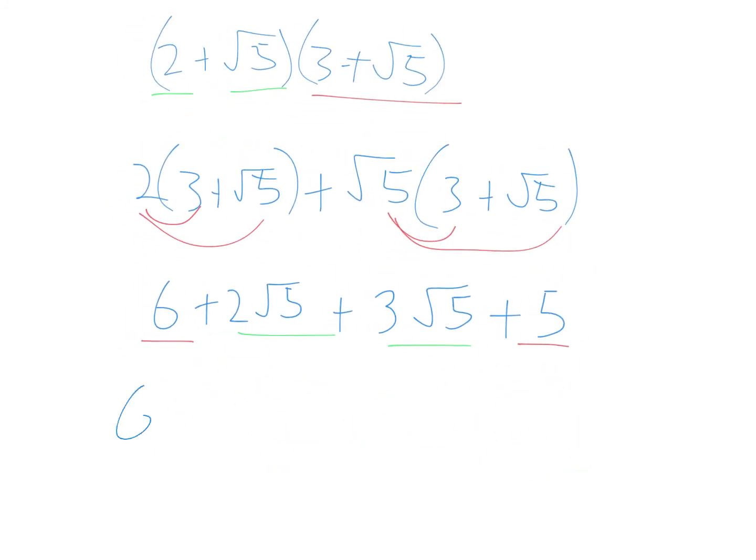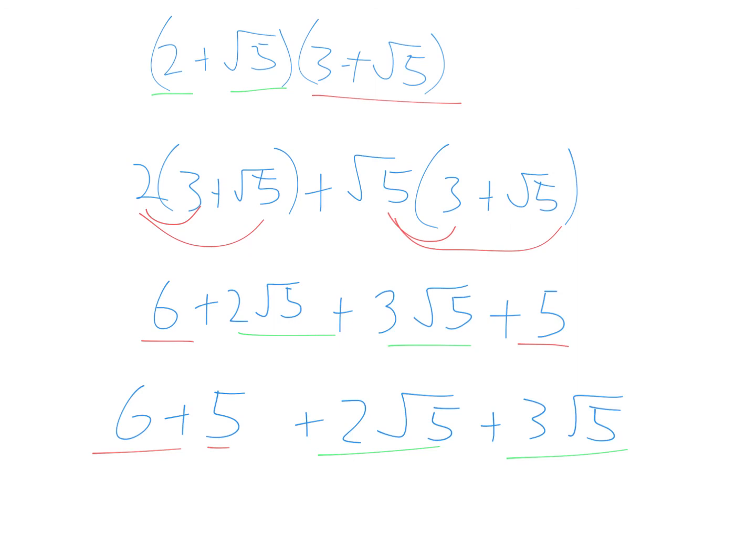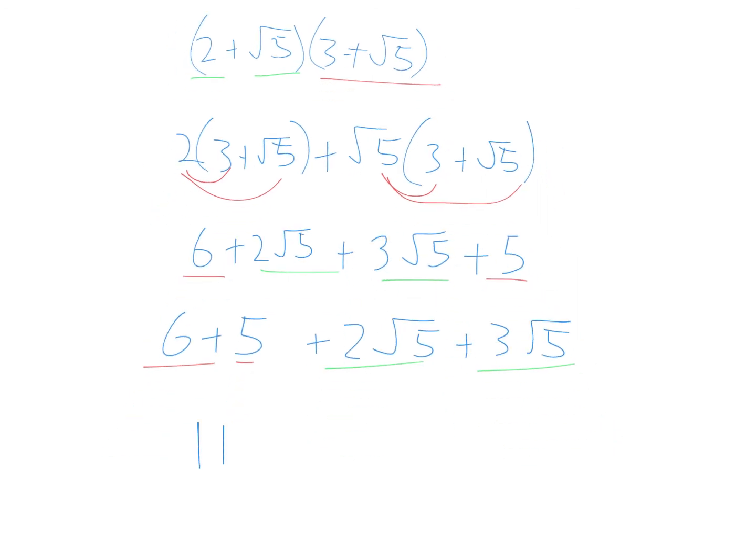So let's bring our normal numbers next to each other. 6 plus the square root of 5. Normal numbers, underlined in red above, I'll underline them in red here. And then we've got 2 root 5 plus 3 root 5, underlined in green above, underlined in green here. So 6 plus 5 is going to give us 11 here, right? So our normal number simplified to 11.